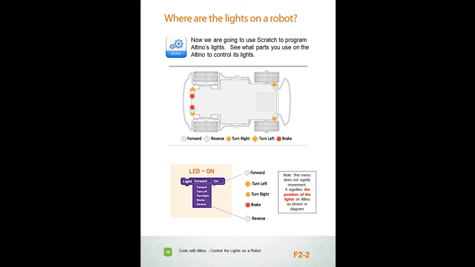Here is another example from the second module of the Scratch program, where are the lights? And this is where you can give a demonstration of where the lights are positioned on your robot. And it's important to say, see the note, the menu doesn't signify movement, it signifies the position of the lights on Altino as shown in the diagram. So you have forward lights, you have 2 forward lights, you have left lights and right lights, which are great for basically creating blinkers. You have brake light and you have reverse light.